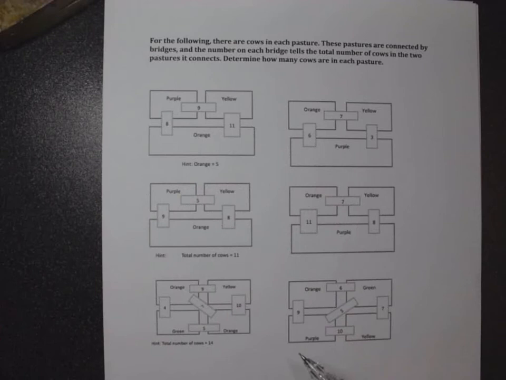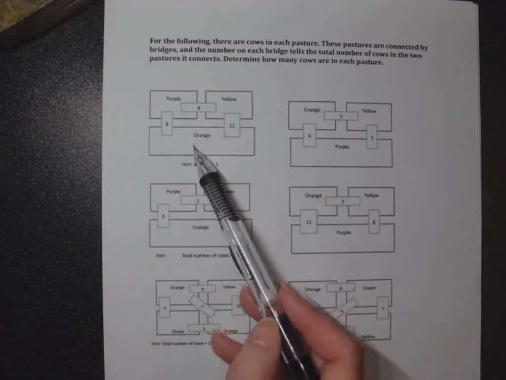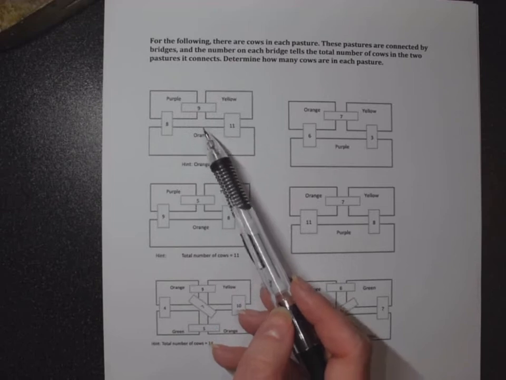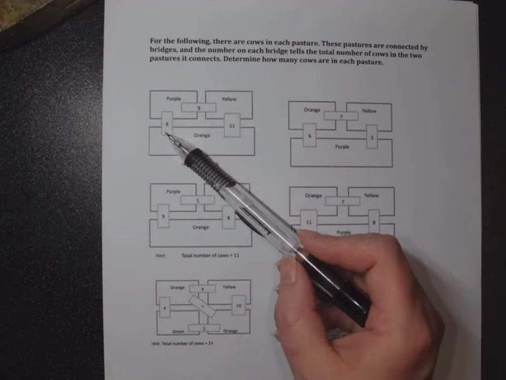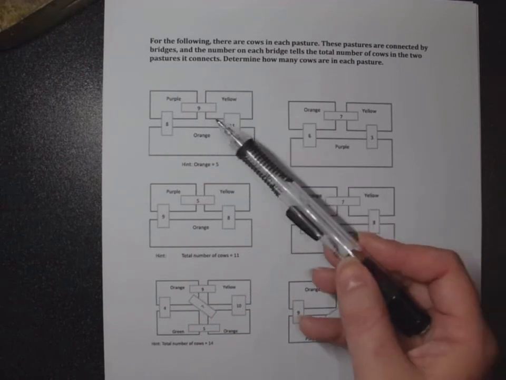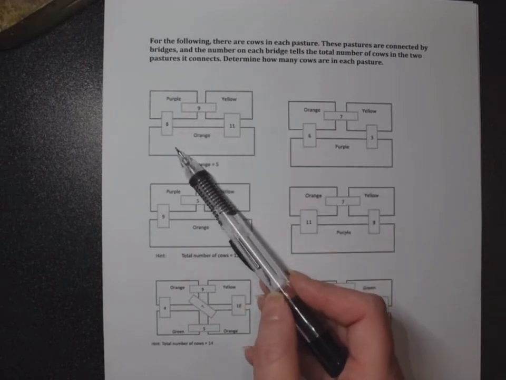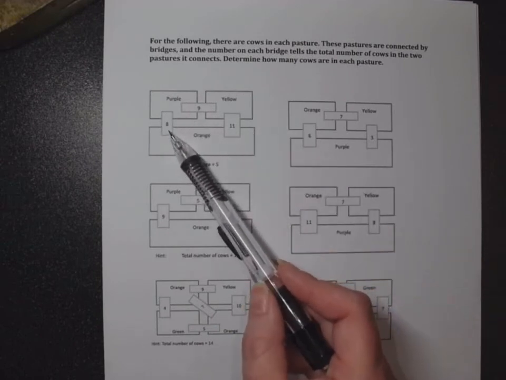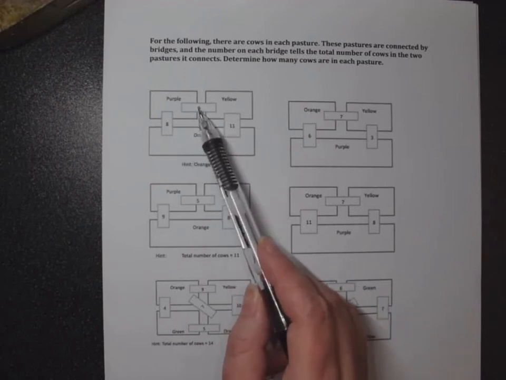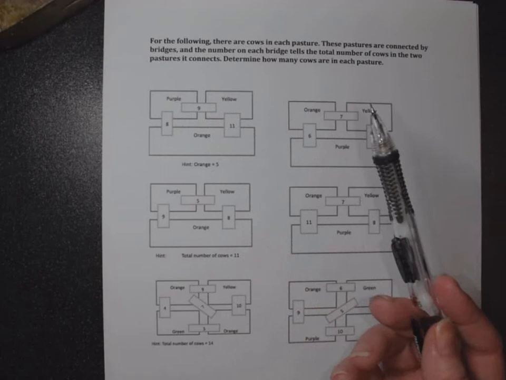So let me set this up first. So we have all these pastures, okay, and then the bridges leading from pasture to pasture, and there has to be cows in each pasture. And the bridge tells you how many cows are shared within 2 pastures. So that means between purple and orange on this one, there's 8 total. We just don't know how much the makeup of each pasture is. Between purple and yellow, there has to be 9. Between yellow and orange, there has to be 11.